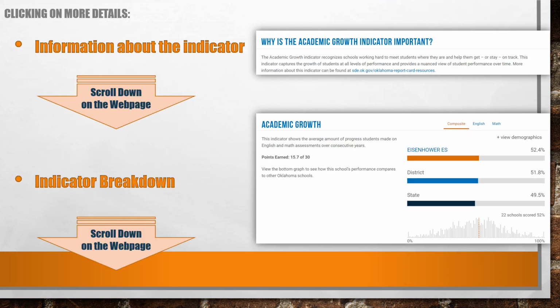Clicking on more details provides information about the indicator, including an overview of the indicator and why it is important, as well as links to obtain further information about the indicator. As you scroll down the web page, you will also see an indicator breakdown which compares the site, district, and state averages. Data can further be broken down by subject and/or demographic groups. By clicking on the graph, you can compare higher and lower ranked schools in Oklahoma.